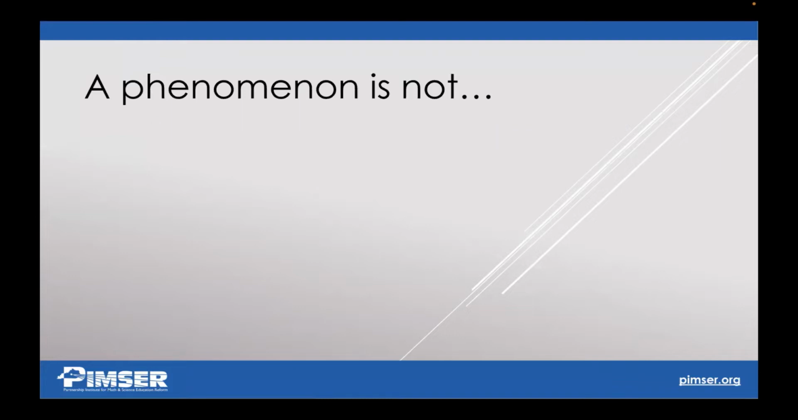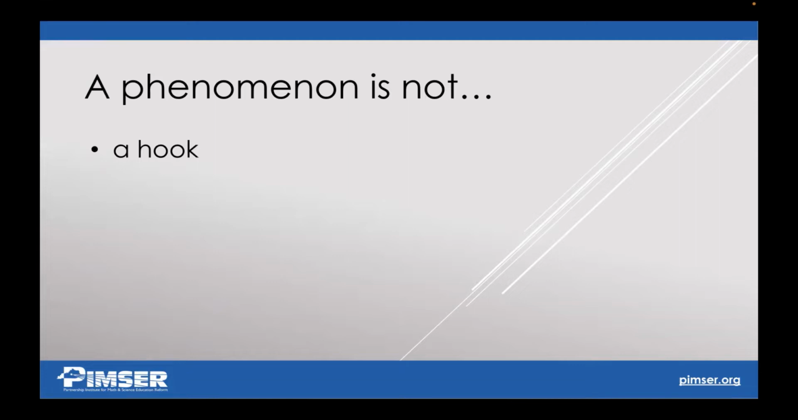We've determined some criteria for instructionally productive phenomena, but I think it helps to clarify our understanding by considering what an instructionally productive phenomenon is not. The first one I had to figure out: a phenomenon is not a hook. This is something I initially thought. It was a way to hook my students, engage them, get them interested. While a good instructionally productive phenomenon does this, it does a whole lot more.